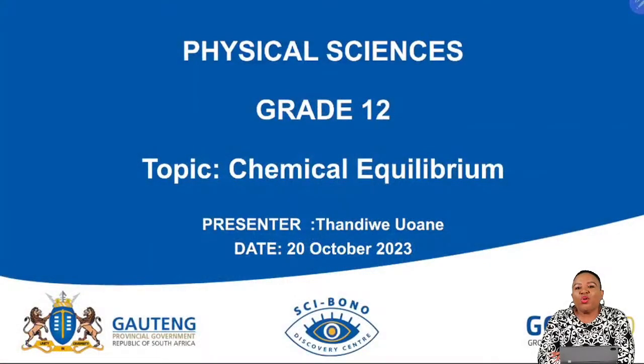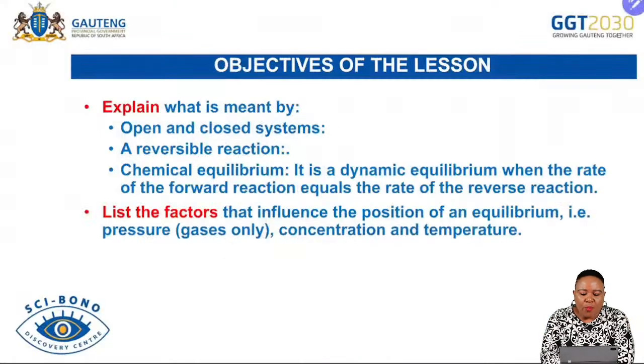Now, we are going to look at chemical equilibrium. As in our previous lesson, we were looking at the rates that affect the chemical reaction. Now, today we are going to look at chemical equilibrium. What are the objectives of the lesson? We are going to explain what is meant by open and closed system, reversible reaction, and chemical equilibrium.